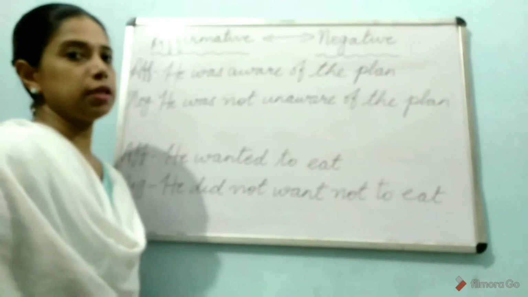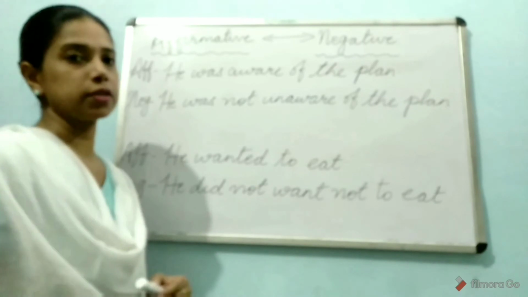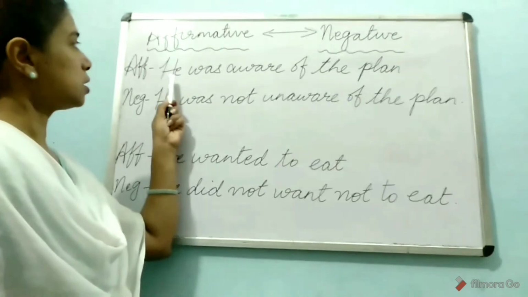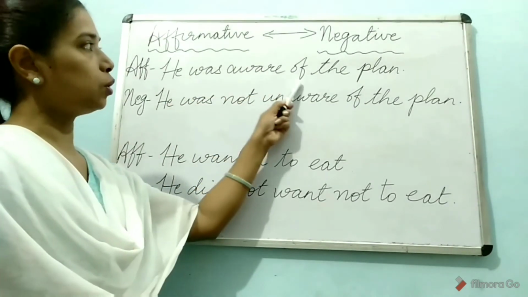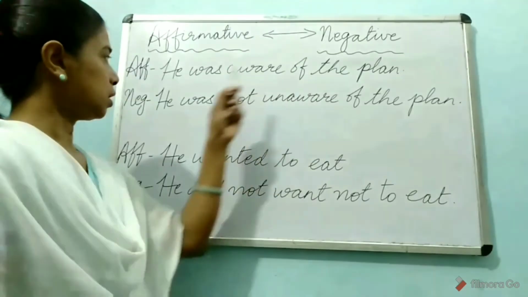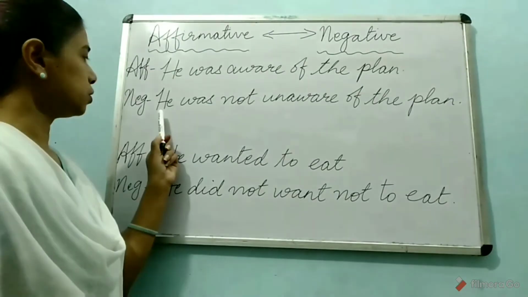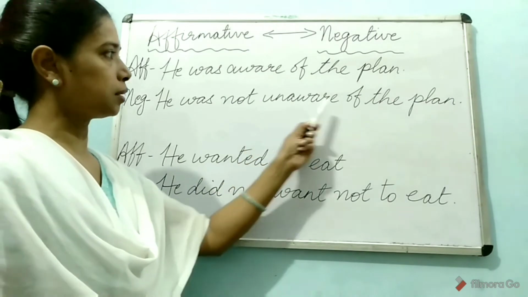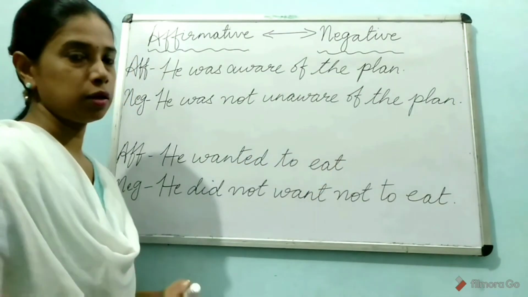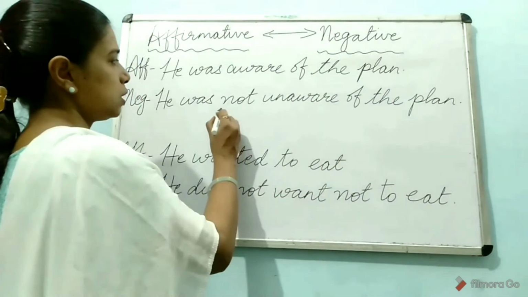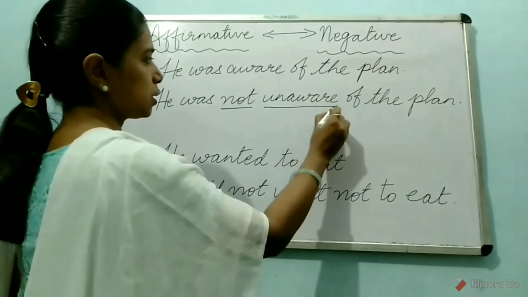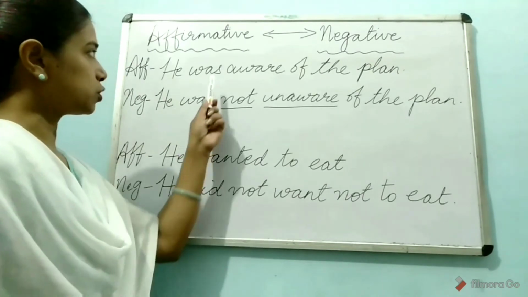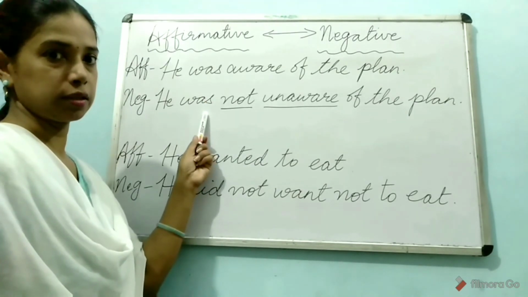The next method is by using two negatives in the sentence. Now here your affirmative sentence is, "He was aware of the plan." When you change it into the negative, the sentence becomes, "He was not unaware of the plan." So you have used two negatives over here, two negative words, "not" and "unaware." So your positive becomes a negative sentence.